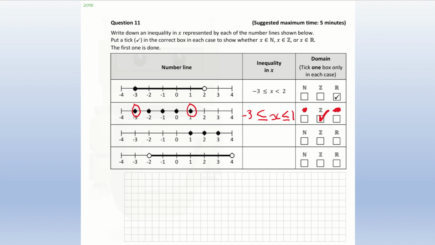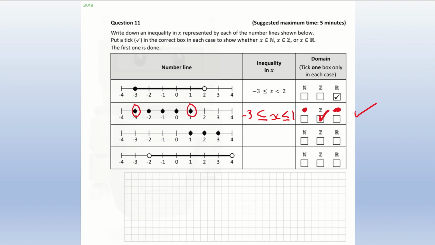So let's just make sure that we've gotten that correct. We want all the numbers that are in between -3 and 1 that are integers. Have we got that? -3, -2, -1, 0, 1, and it's including -3 and 1. Yes, we have. So that's our first question done. If there was anything there that you were unsure of, we still have 2 more to get through here. So hopefully I'll pick that up along the way.